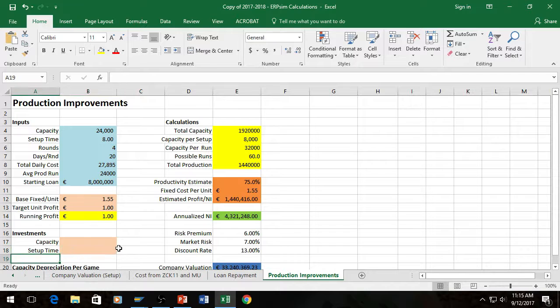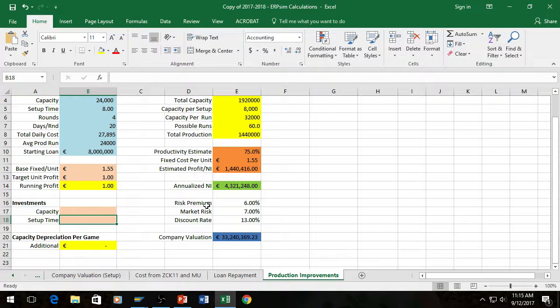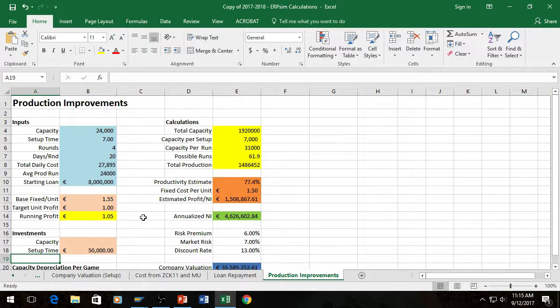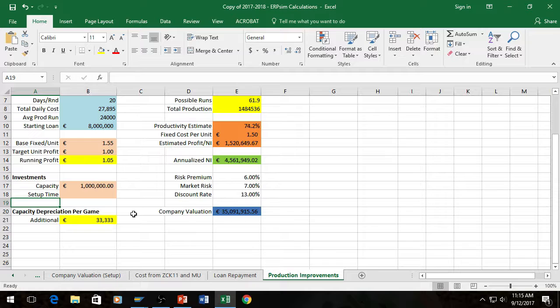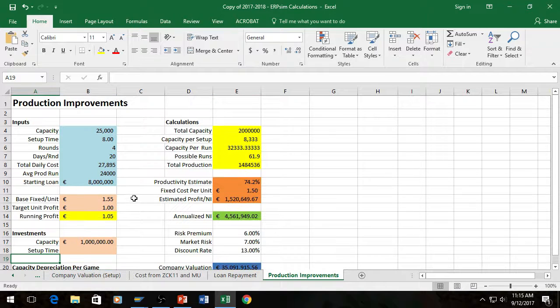Now, one thing that I run into with students fairly often is they say, well, look at this. I can do 50,000 in setup time and I get 1,000. Well, that's a lot cheaper than capacity, because to get that same kind of result, I need to put 1 million. So to get an extra 1,000 per day, I need to put 1 million in. Well, the big difference here is capacity. I'm going to start the other way. Setup time, you're paying a consultant to come in and help you with lean manufacturing techniques.